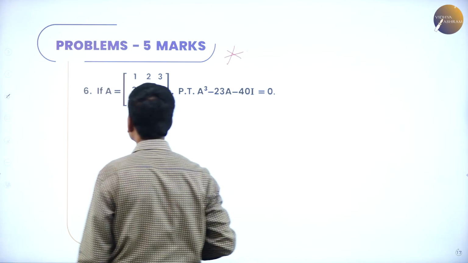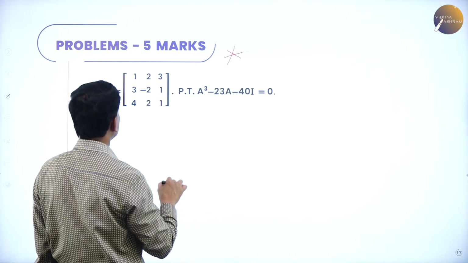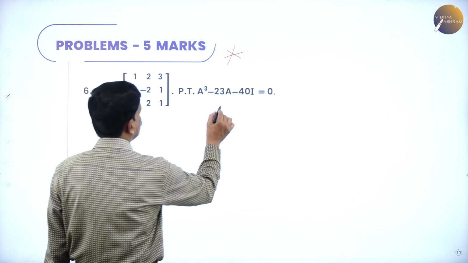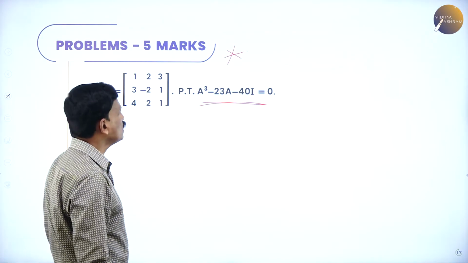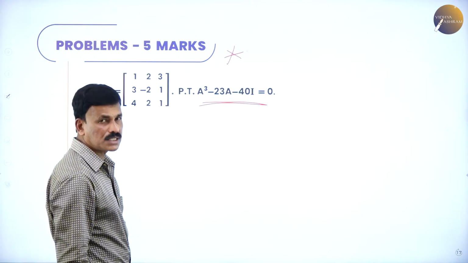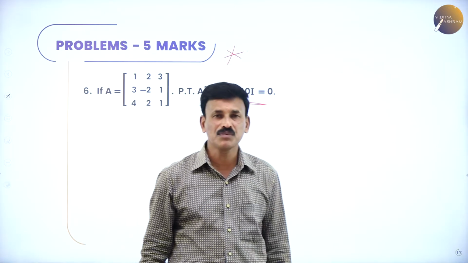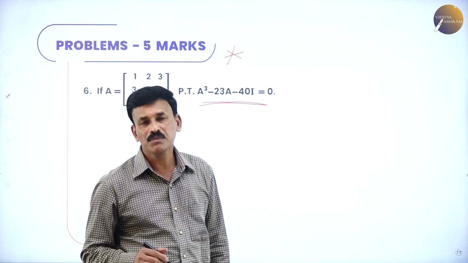Now, what is given? If A is equal to [1 2 3; 3 -2 1; 4 2 1], prove that A cube minus 23A minus 40I is equal to 0. This is also very important. While choosing this type of questions, you should be familiar with the simplification.